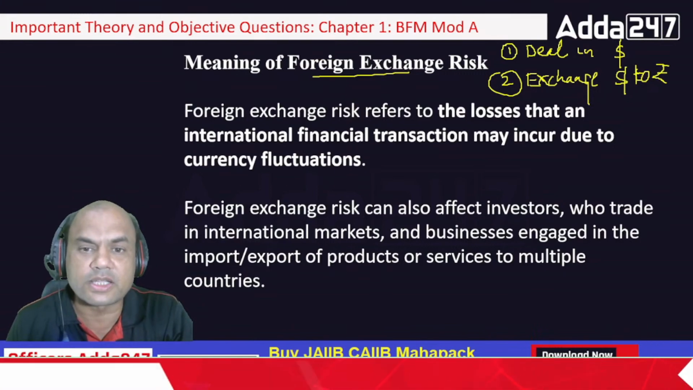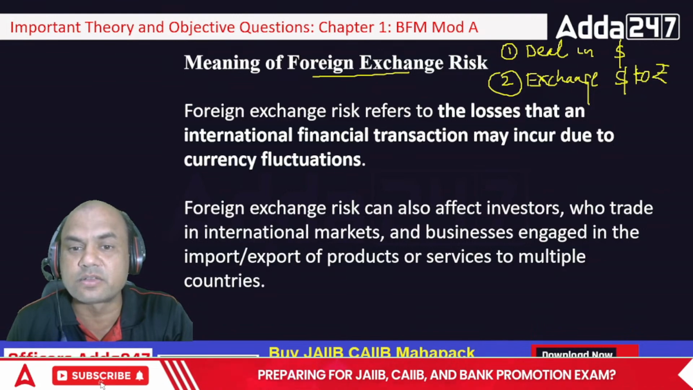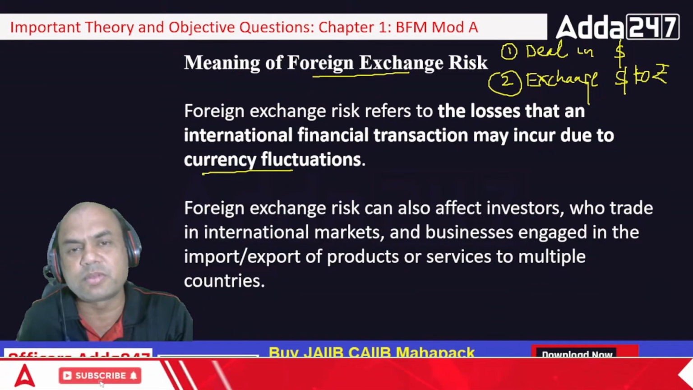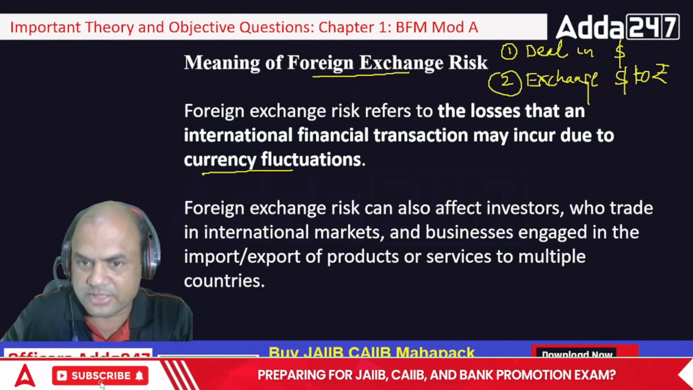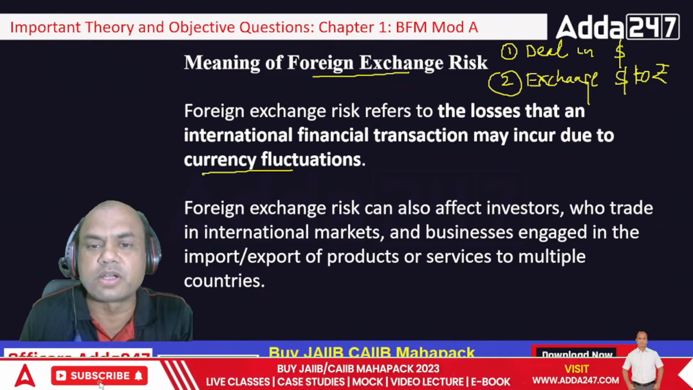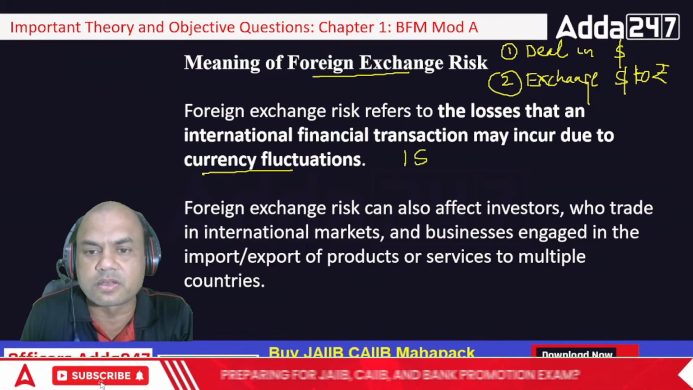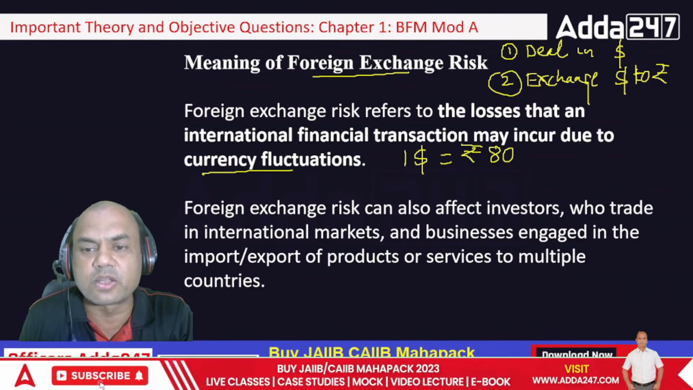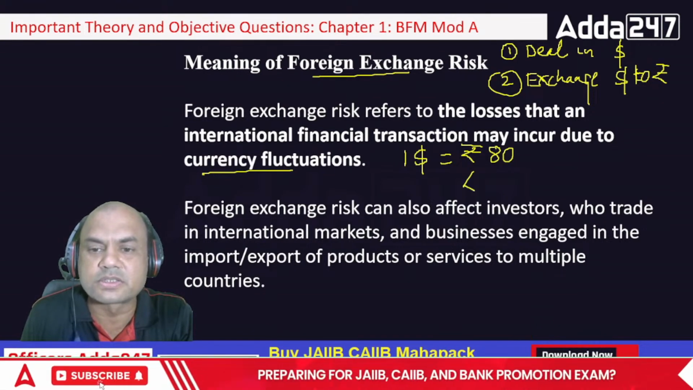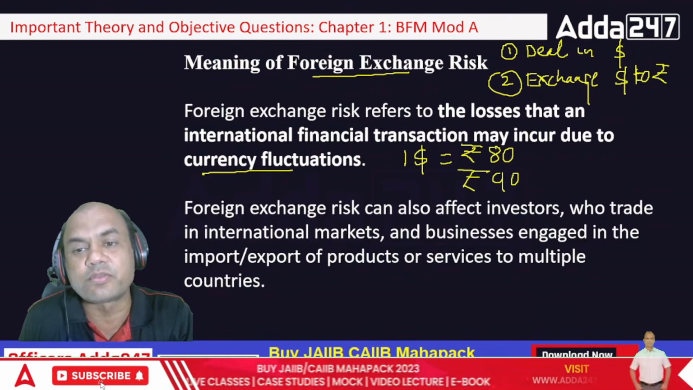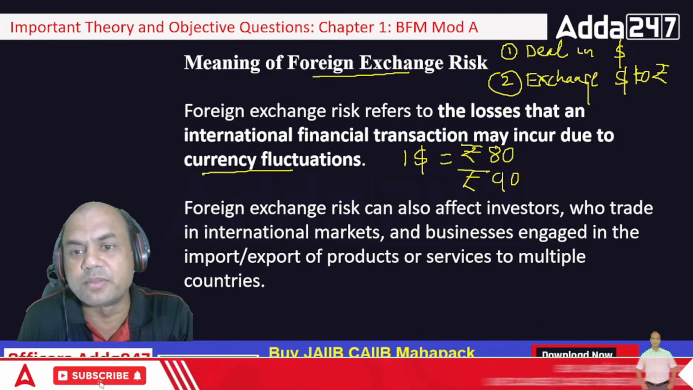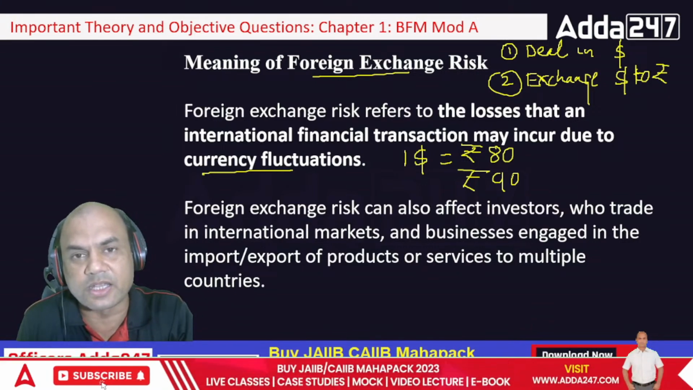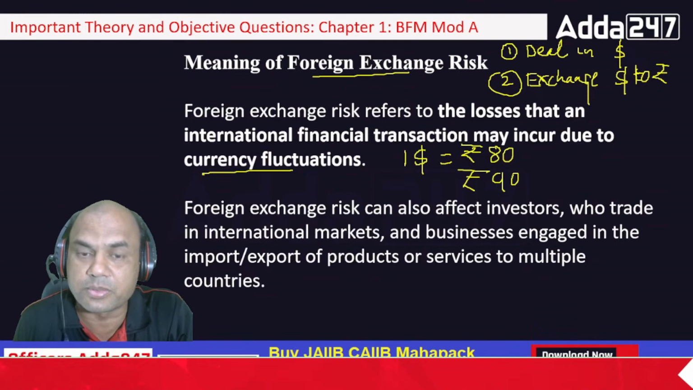Okay. So foreign exchange risk refers to the losses that an international financial transaction may incur due to the currency fluctuations. What do you mean by these fluctuations? Suppose, let's say, we'll take one example over here. Suppose $1 equals rupees 80 now. What happens if this 80 moves to, let's say, rupees 90 tomorrow, and if I have purchased this dollar at 80, what will I do? I'll immediately sell it, because it is affecting me on the positive side. I've purchased it at 80 and now it is 90. So if I sell it, I'll get 90 rupees, isn't it?